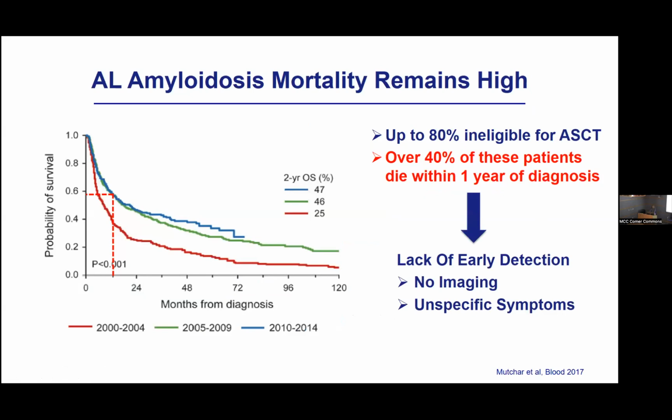Before we get into the nitty gritty, with AL amyloidosis the mortality remains high. The majority of patients are ineligible for transplantation, although this slide's a little dated. I argue that we don't need to do transplantation much more in amyloidosis with some of the newer drugs.